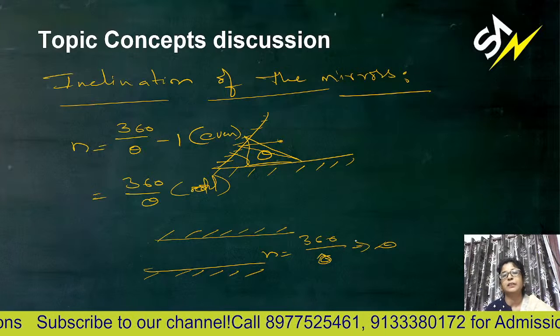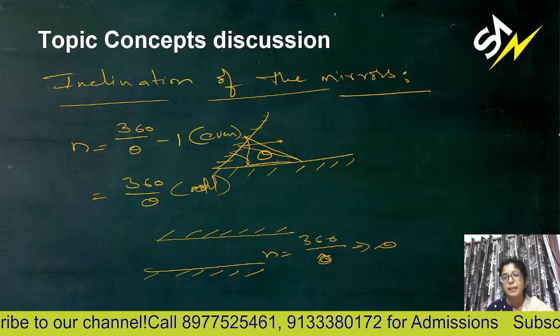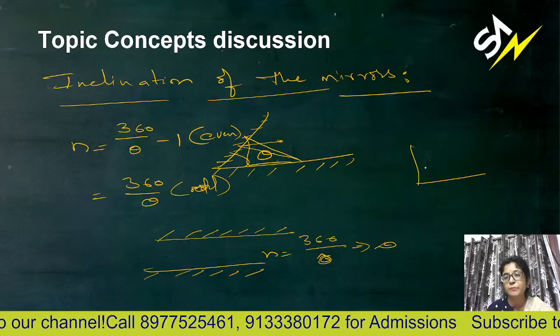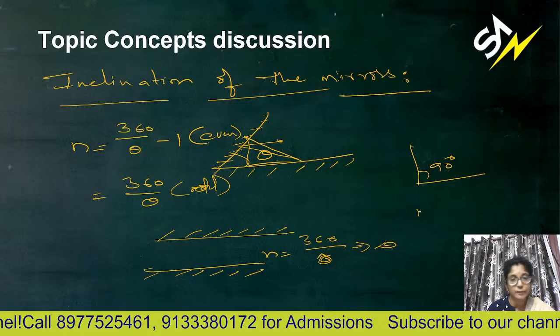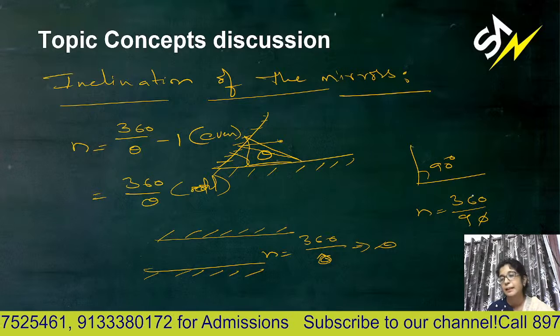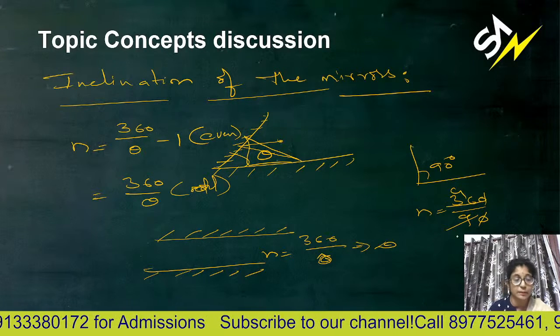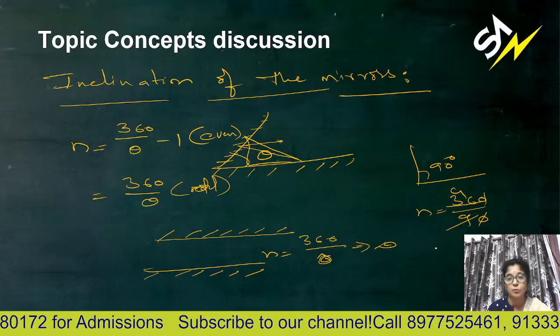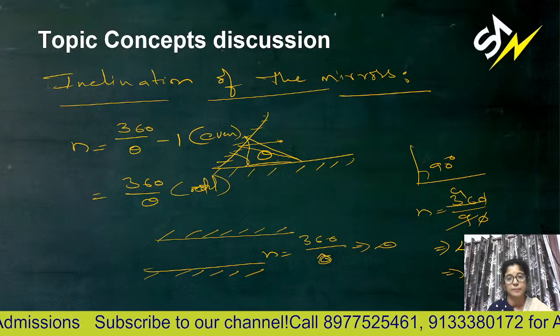Theta is nothing but 0, which leads to an infinite number of images. Now, for example, there are two mirrors which are perpendicular to each other. Then what will be the number of images? First we will see 360 by 90, that is 4, isn't it right? 4 is an even number, but what I said is it should be odd, so this will be 4 minus 1, that is 3 images.